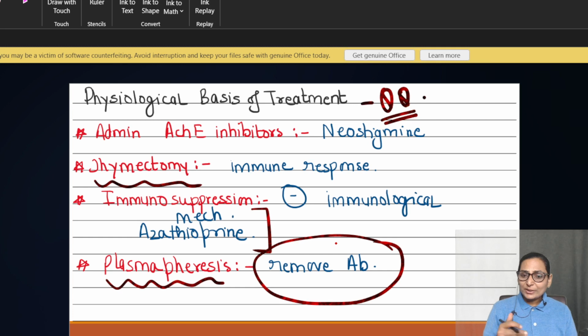So when the question comes, what is the physiological basis, you should know why a particular treatment is done and how it will act at the level of the NMJ. Suppression of the immune response and removal of the antibodies is what is expected physiologically, so that you are able to correlate it with the form of treatment that is given.